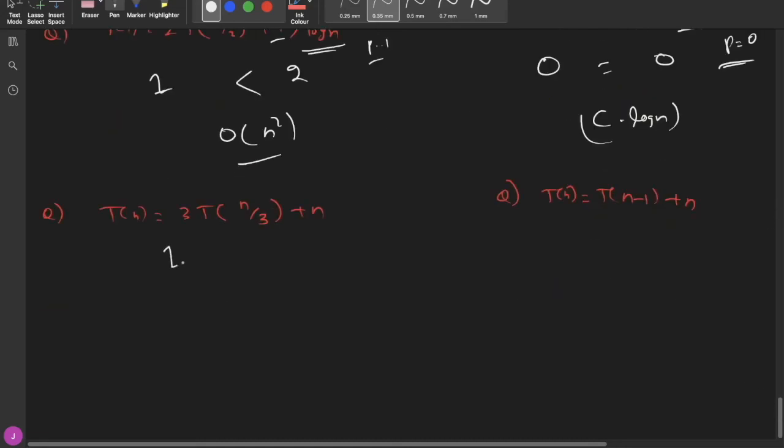The log a base b value is 1 and the k value is 1. Both are equal. Case 2 arises. In case 2, we just multiply n with logarithm of n because the p value is 0 here. The p value is greater than minus 1. That means we can just multiply the log n value to the right side.